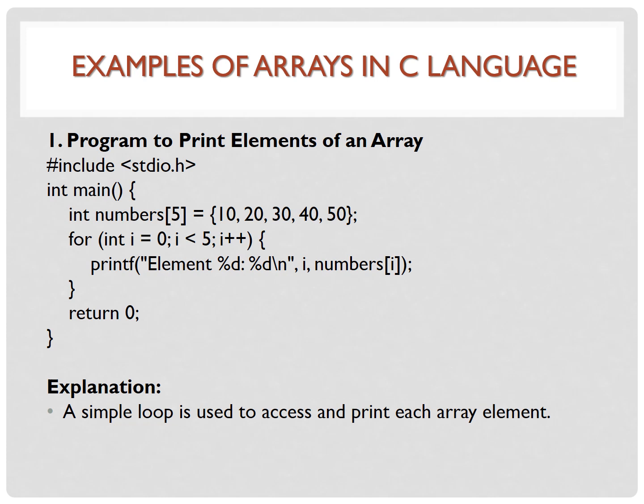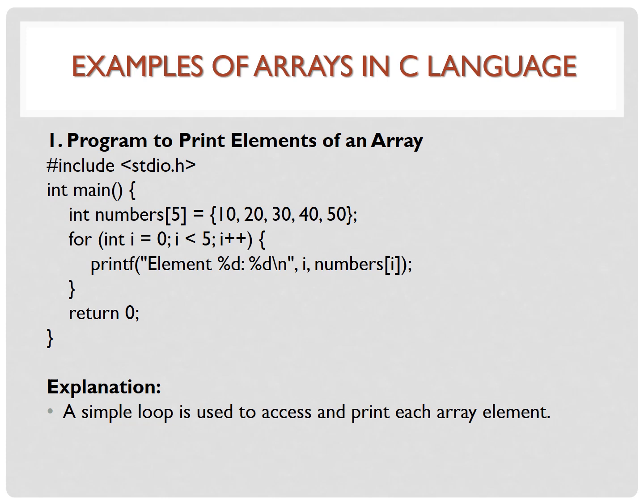And the values are initialized. It declares an integer array named numbers with 5 elements and initializes the array with values. numbers[0] is equal to 10. numbers[1] is equal to 20. numbers[2] is equal to 30. numbers[3] is equal to 40. And numbers[4] is equal to 50.